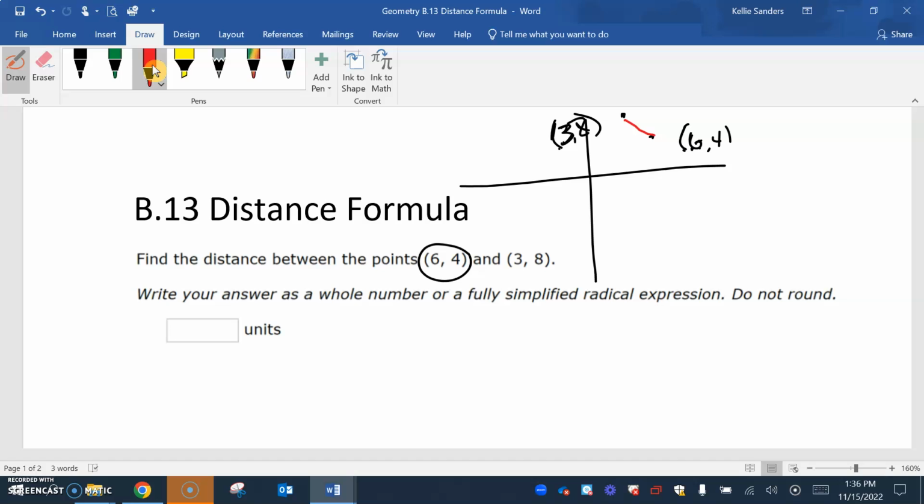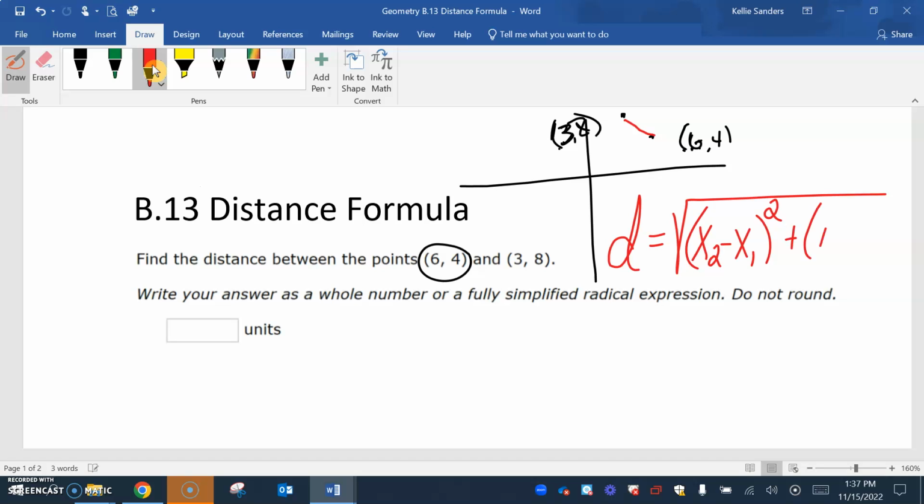And what it comes from is the Pythagorean theorem that we haven't done yet, so I'm not going to get into it real deep. All you need to know is what the distance formula is. The distance formula equals the square root of x2 minus x1, then you square it. So you take your x's, you subtract them, then you square. You take your y's, you subtract them, you square. You add those two answers up, and then you square root it.